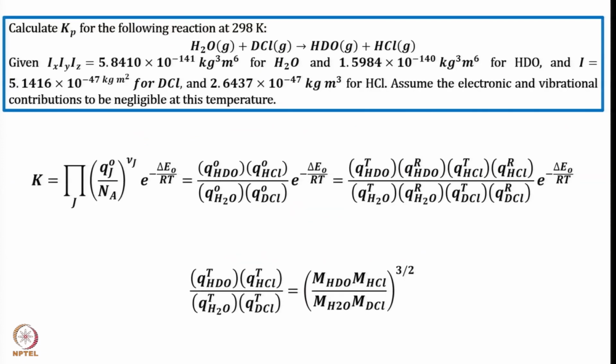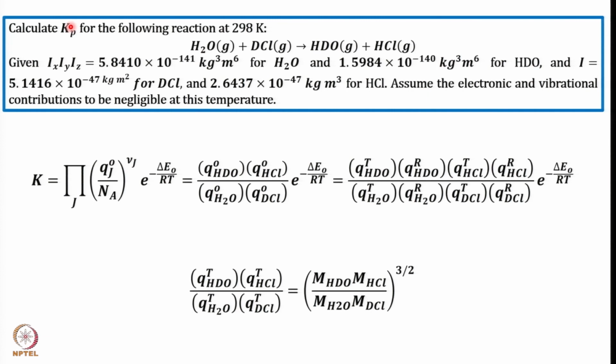Now let us go to another kind of problem. A similar problem we have discussed earlier. Calculate Kp for the following reaction: H2O plus DCl forming HDO plus HCl. It's an exchange reaction. We have to find Kp. Whether you write Kp or you write K, it means the same thing.